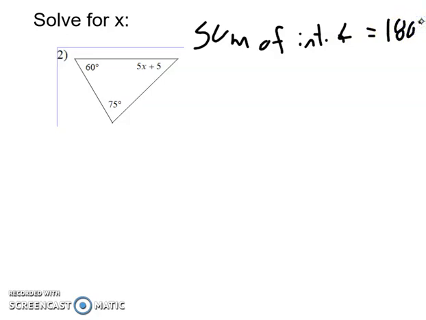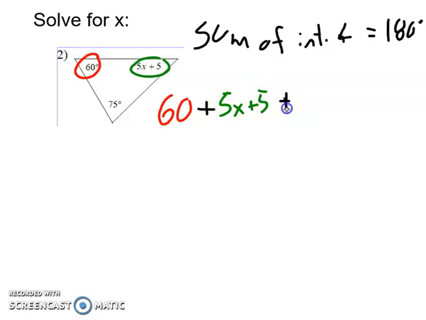So all we're going to have to do is just set up an equation, and we're going to add these three angles together, and we're going to set it equal to 180. So we have this angle here at 60. We have this angle here of 5x plus 5. Then we have this angle here at 75. And remember, these add up to 180 degrees. So now we're just going to solve this equation just like I know you can.